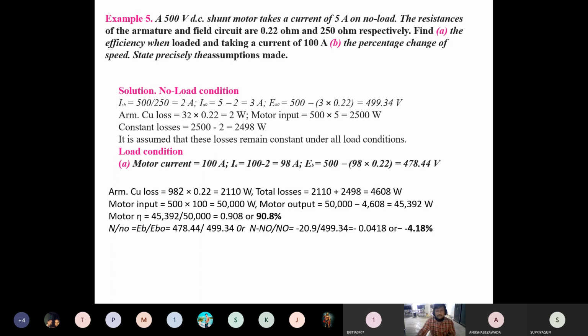Now you have to take the constant losses from the no load condition. Whether no load or loaded condition, the constant losses are always the same.